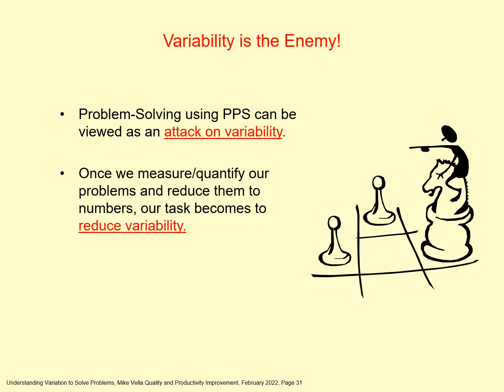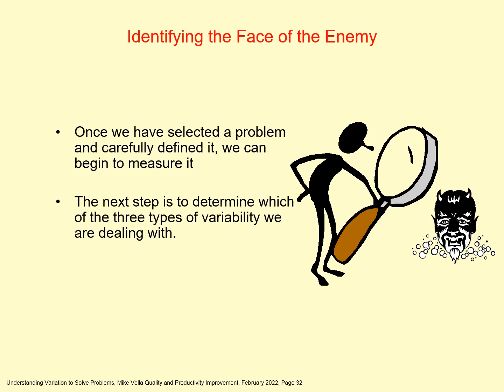Variation, therefore, is the enemy. That's the thing that we want to avoid. That's the thing we want to reduce, variability. So our practical problem solving, or PPS, can be viewed as an attack on variability. Once we measure or quantify our problems and reduce them to numbers, our task then is to reduce variability. So on the right-hand side, we'll call the devil there the face of the enemy.